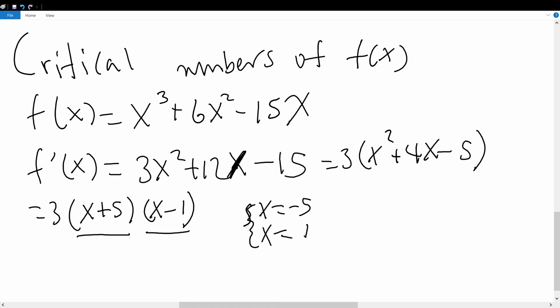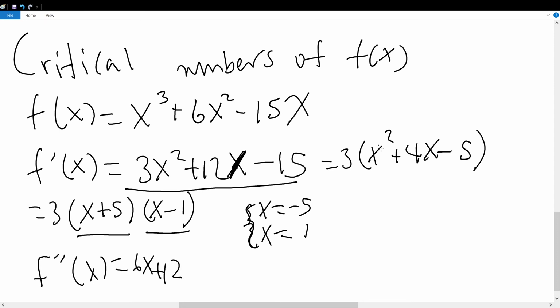Now we need to figure out what type of critical points these are. So you take the second derivative of f of x, which is 6x plus 12. Now I plug -5 into 6x plus 12, which will be -30 plus 12, which will be -18. So that's a maximum critical point. And when you plug in 1, it will be greater than 0, so that would be a minimum. So that's how you do critical numbers. Really simple.